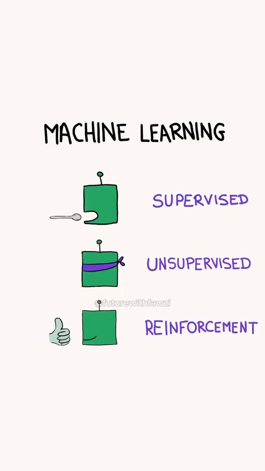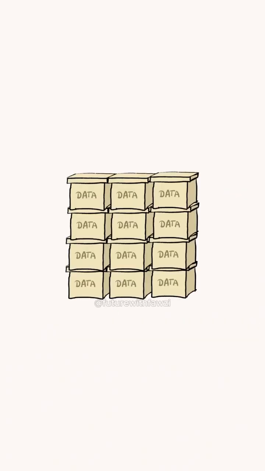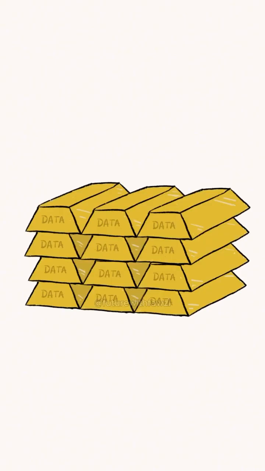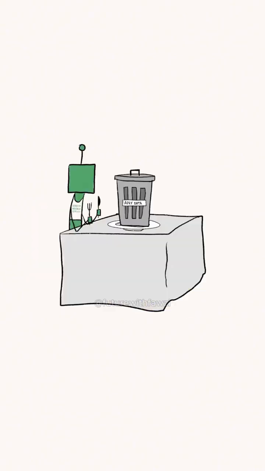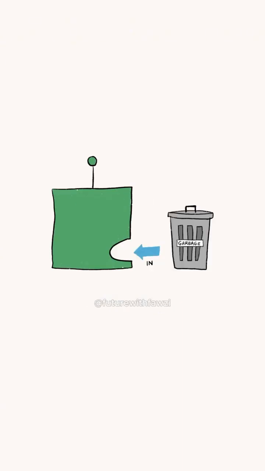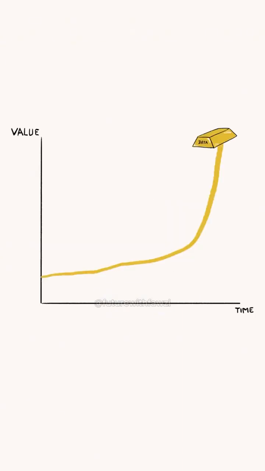Creating intelligent machines isn't just about the training method. It's also about the quality of data that you use. If your robot learns from low quality information, he'll only give you low quality results. Garbage in, garbage out. High quality data is more valuable than ever, but we might run out of it soon.